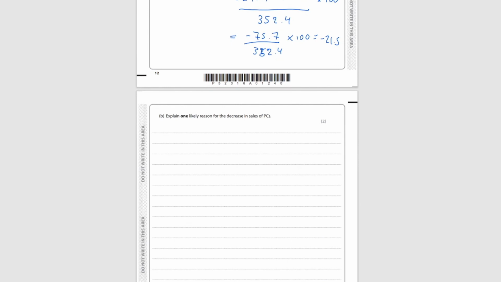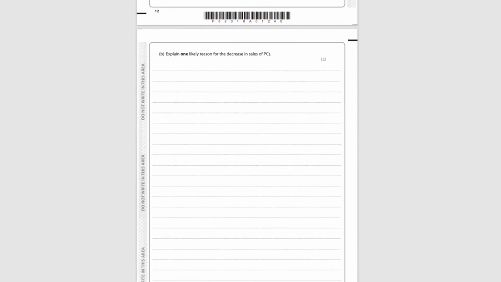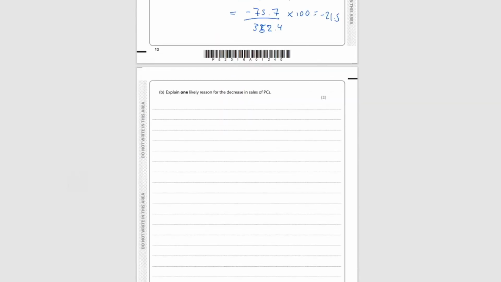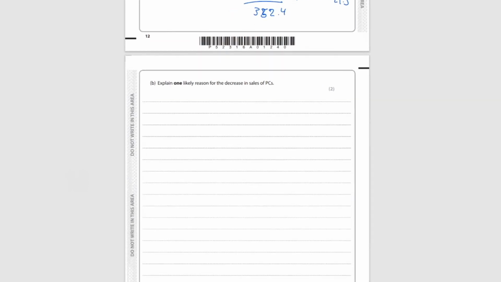Explain one likely reason for the decrease in sales of personal computers. Hopefully, for most of you, this is relatively intuitive because you probably own, I don't know, an iPad or some other type of smartphone. You know, there are substitute goods available to PCs which are more convenient for most individuals, right? So that could be one likely reason.